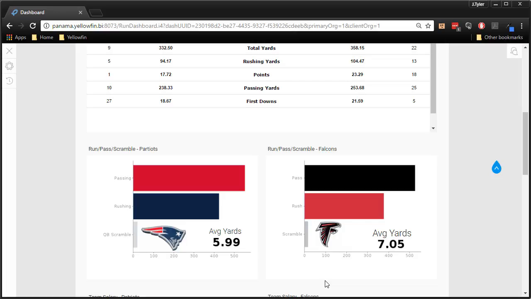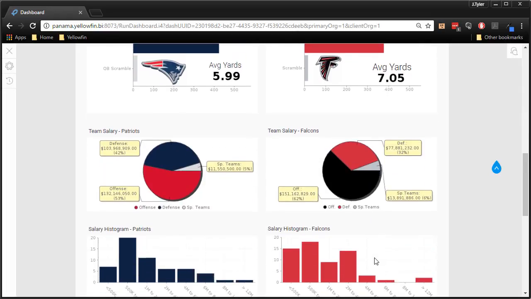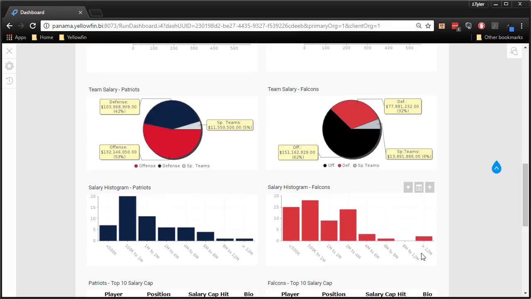So carry on. Tell me a little bit more about this run pass scramble. We can see they're both very heavy passing teams. What I want to know was, is this what was designed, or did both of these teams spend their money to make the team the way it was, or is this something that just kind of came together?